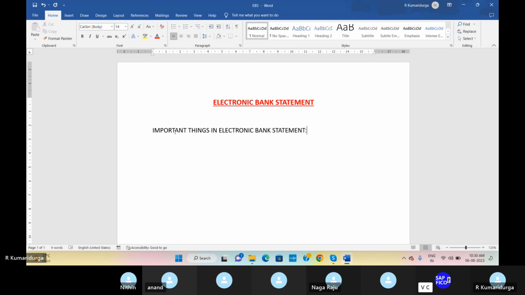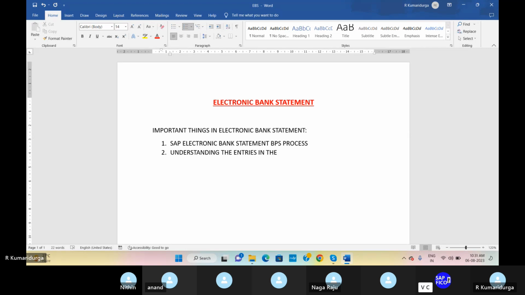So the first point is the SAP electronic bank statement BPF process, the business process flows. The next one is understanding the entries in the EBS process. The EBS process is nothing but the electronic bank statement process.